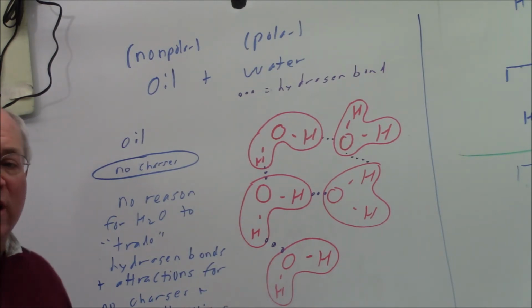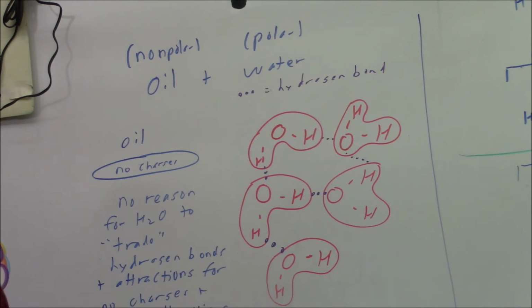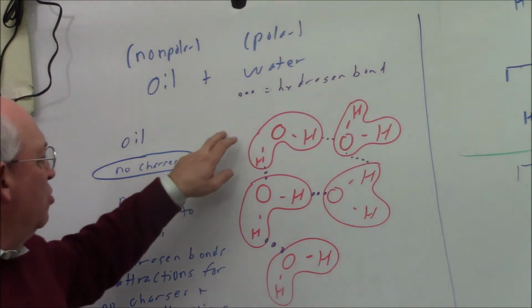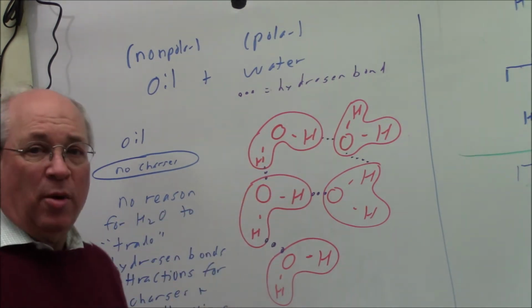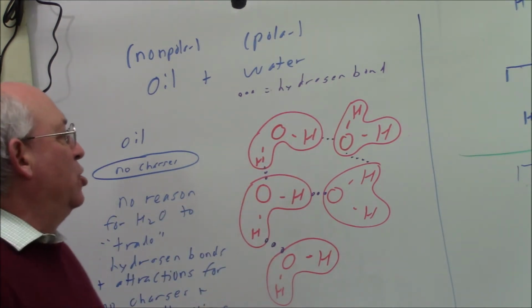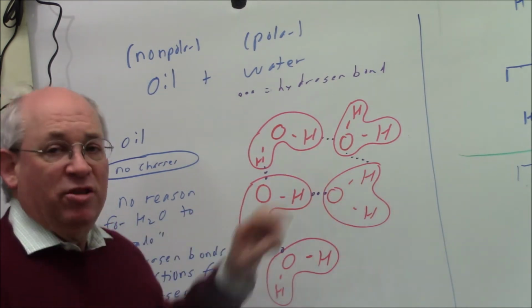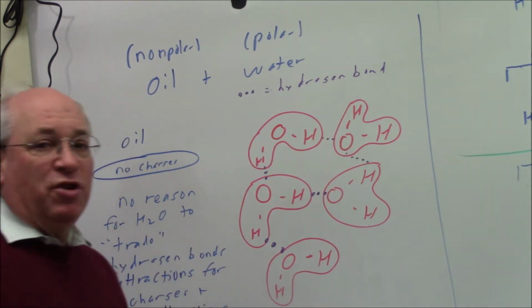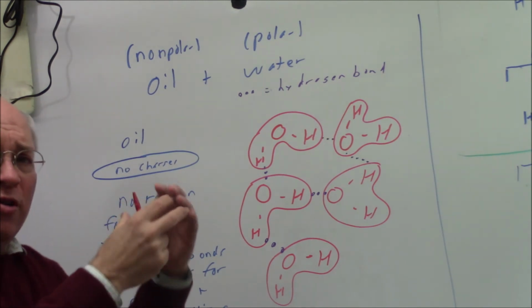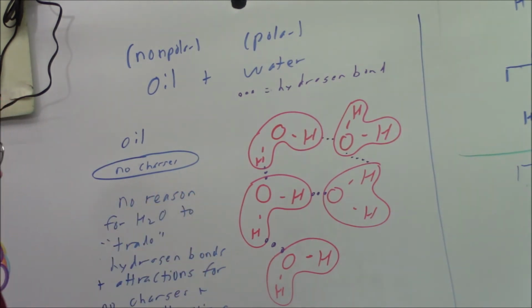So here we can look a little bit at oil and water. Sometimes people say they repel each other, but that's not true. They simply have no reason to interact with each other. So here are some water molecules, the V shape. Remember, water molecules are polar. The oxygen end is slightly negative, the hydrogen end is slightly positive, so they can attract each other through hydrogen bonds. So all these water molecules are busy attracting each other.